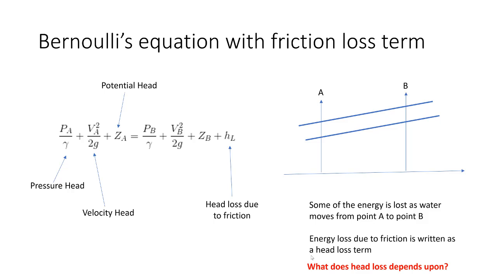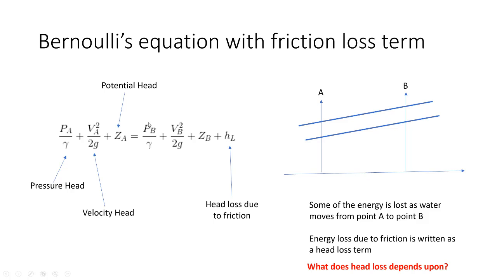And we can write Bernoulli's equation, which is a statement of conservation of energy, by adding a friction loss term. So now if I look at a pipe and I take two points on the pipe, point A and point B. At point A, the pressure in that pipe is given as P sub A. So the pressure head is P_A over gamma. Similarly, the velocity is V sub A, and V_A squared over 2g gives me the velocity head. And then Z_A is the potential head, or the energy due to the location of the pipe, or the height of that pipe from an assumed datum.